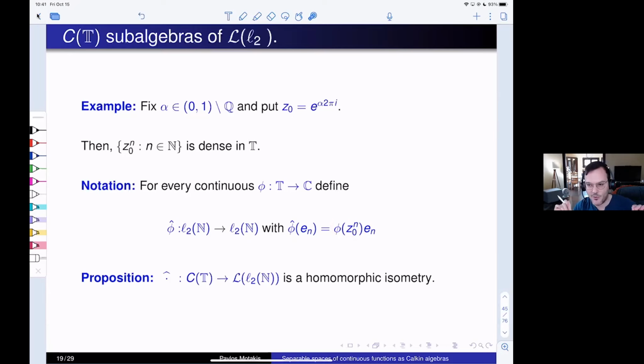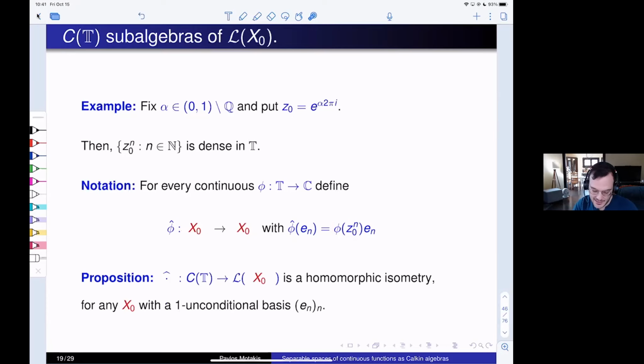Now, of course, you could say, but I understand the spectrum. Why do I have to look at the diagonal entries? Why do I have to do this analysis? Because if you do this analysis, you get in addition that this doesn't only work on the Hilbert space. You can do this for any space with an unconditional basis. So you can take the continuous functions on the torus and define a homomorphic isometry into the space of bounded linear operators on any space with a one-unconditional basis. And this is kind of important.